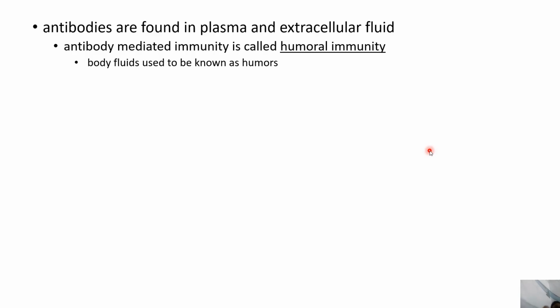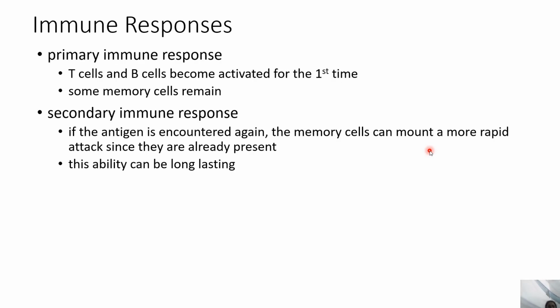Antibodies are also found in plasma and extracellular fluid. Antibody-mediated immunity is called humoral immunity. Body fluids used to be known as humors. Now, in the primary immune response, T cells and B cells become activated for the first time. Some memory cells remain. In the secondary immune response, the antigen is encountered again. The memory cells can mount a more rapid attack since they are already present. This ability can be long-lasting.